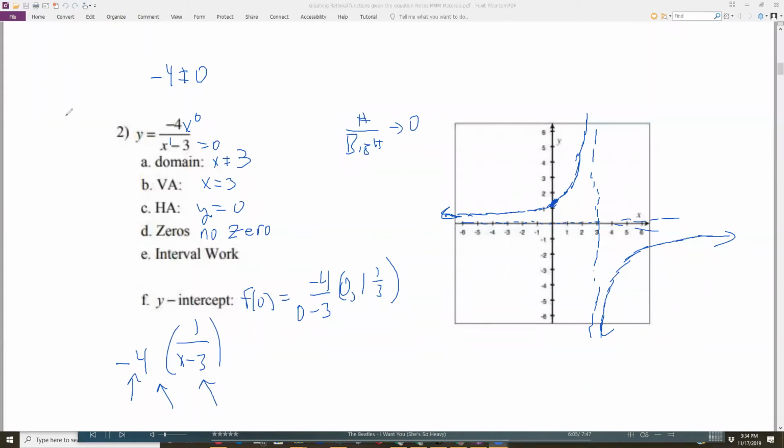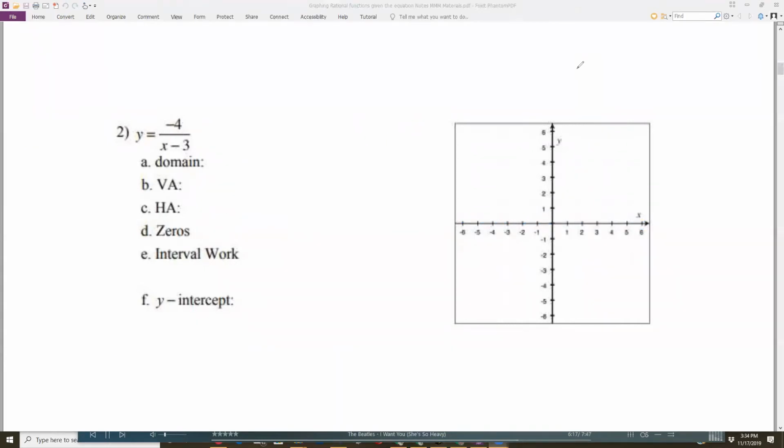Because remember, normally 1 over x looks like this, right? So it's been reflected around the x-axis. So you don't have to worry about all that, but it all works, it all holds. Okay, hopefully that helps. Let's go do another one.